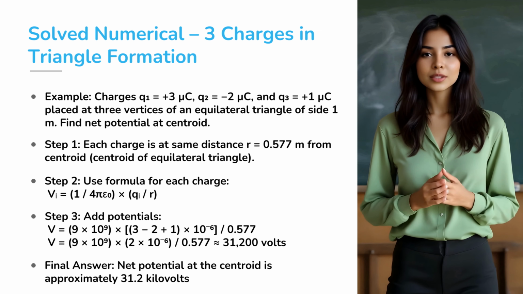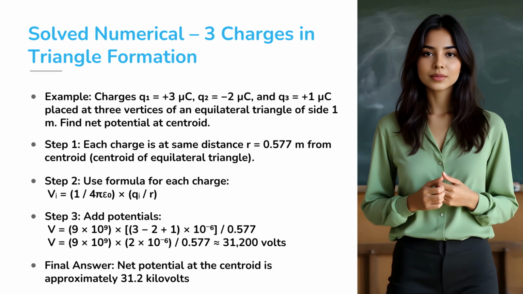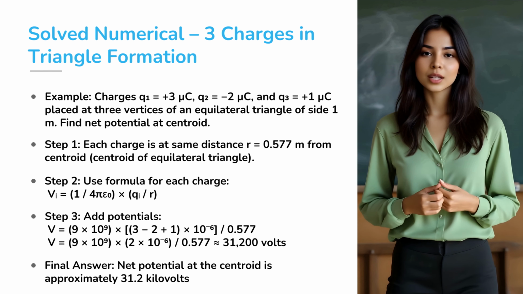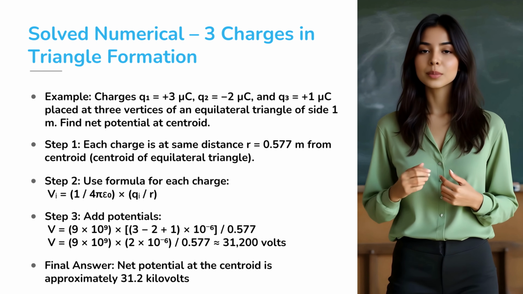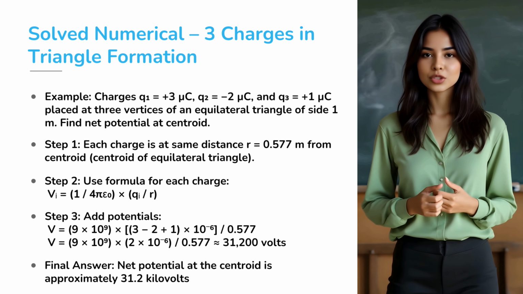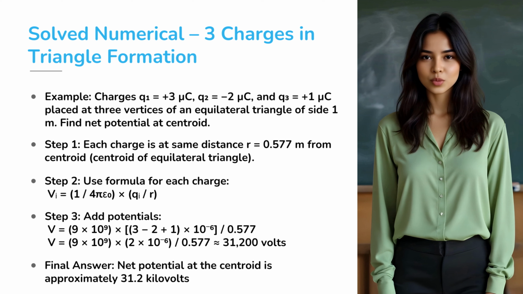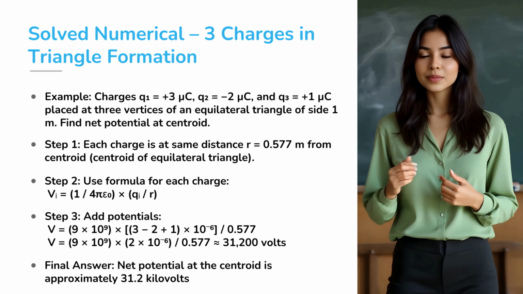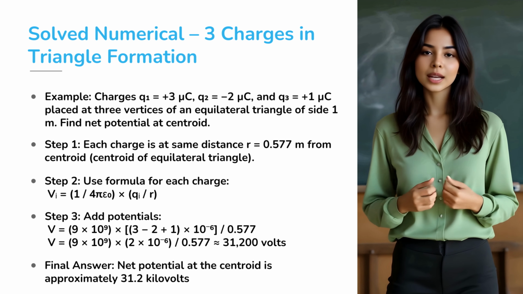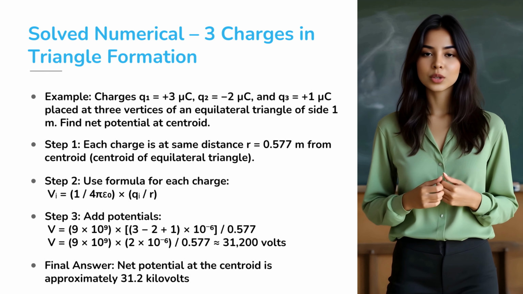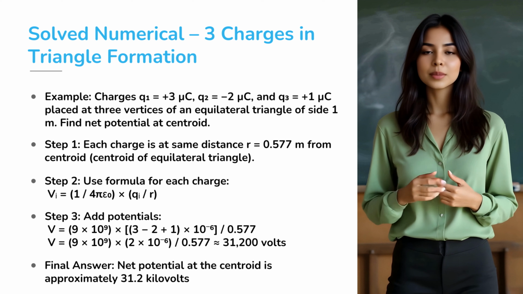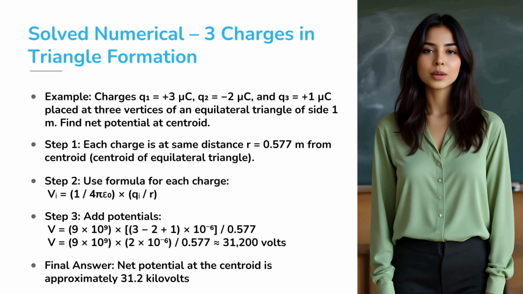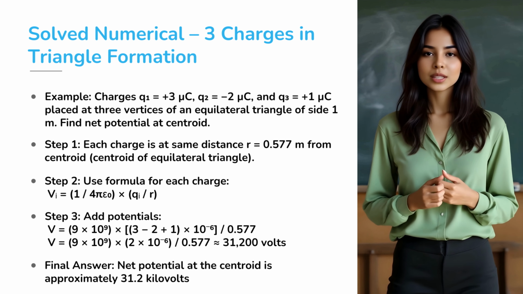Let's solve an advanced level example to tie this all together. Here's the problem. Three charges are placed at the corners of an equilateral triangle of side 1 meter. Q1 equals plus 3 microcoulombs, Q2 equals minus 2 microcoulombs, and Q3 equals plus 1 microcoulomb. We are to calculate the net electric potential at the centroid of the triangle. Step 1. In an equilateral triangle, the distance from each vertex to the centroid is R equals 0.577 meters. Step 2. Use the formula for each potential. Vi equals 1 by 4 pi epsilon naught multiplied by Qi divided by R.